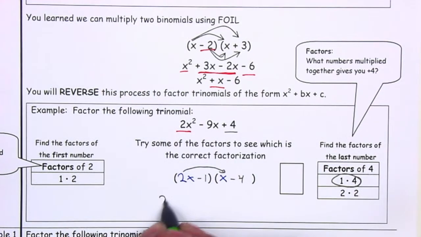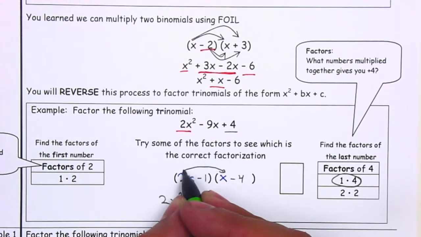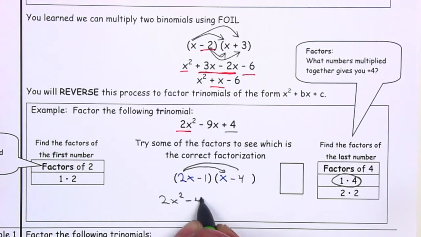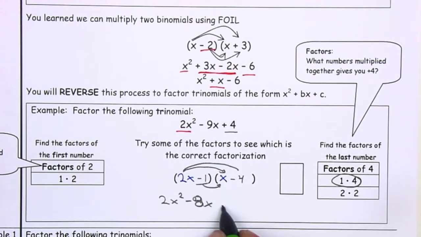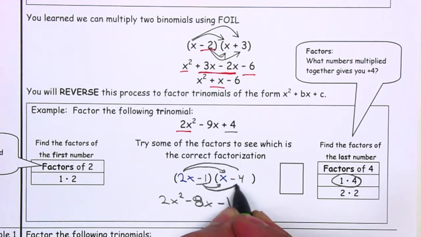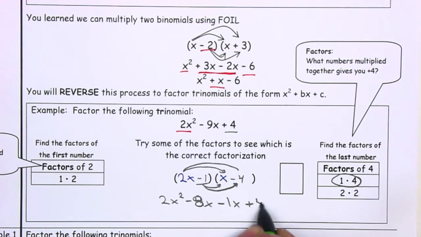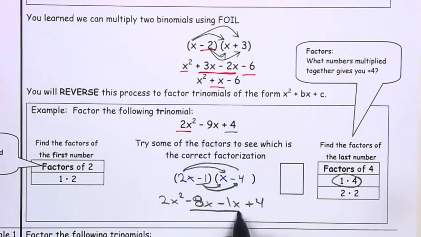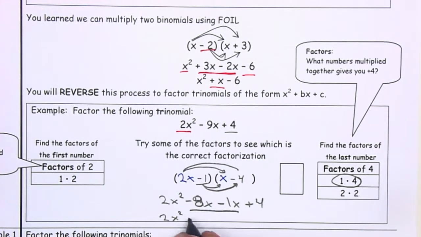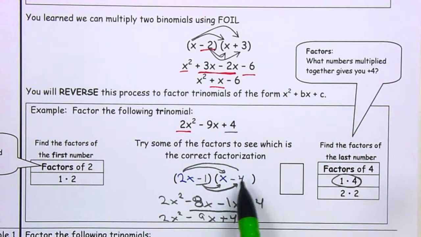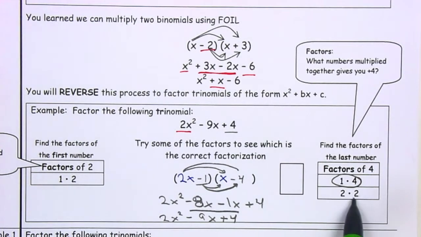2x times x will give us 2x squared. 2x times negative 4 will give us negative 8x. Negative 1 times x will give us negative 1x, and negative 1 times negative 4 will give us a positive 4. If I add the two middle terms, will that give us a negative 9? Correct. So if I add both terms, that is 2x squared minus 9x plus 4. Now, if that was not the correct factorization, then you have to use 2 times 2.